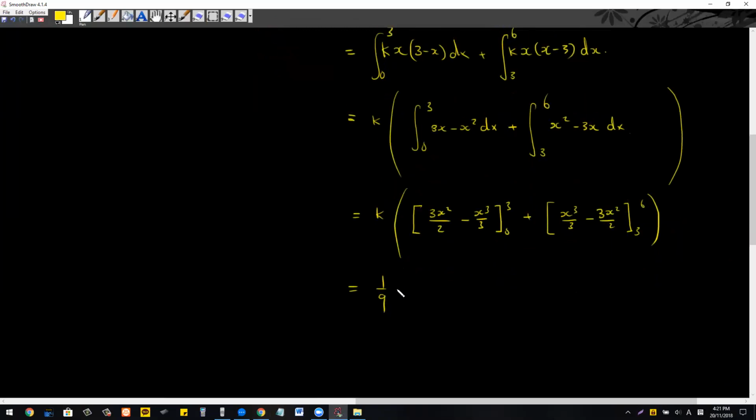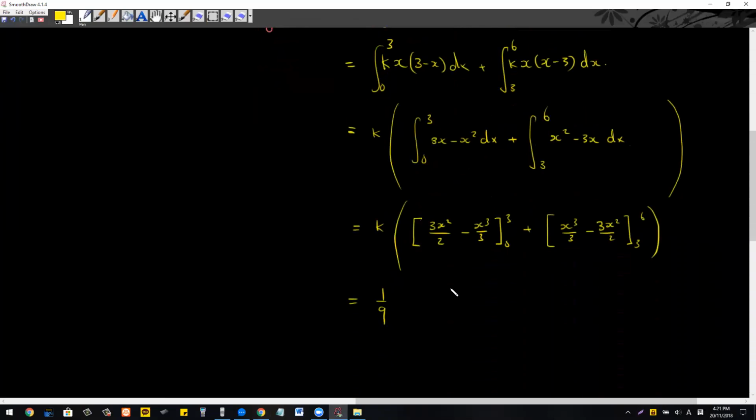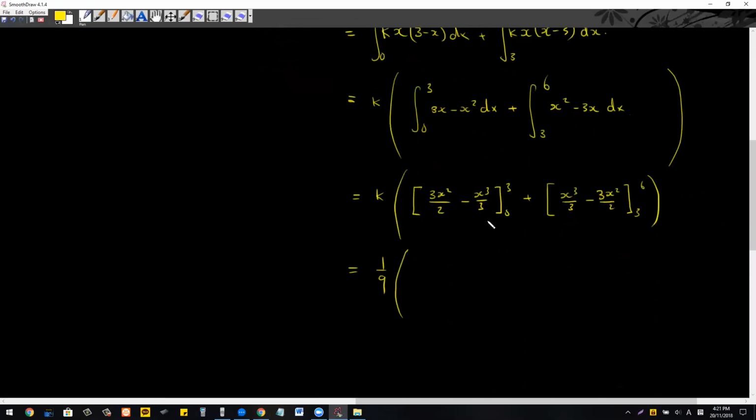So k was 1 on 9, wasn't it? Yep. So we plug in 3 there, 3 there, 0 there, 0 there. If you plug in 3, then it will be 27 on 2 minus 27 on 3, minus 0. If you plug in 0 there. The other one is 6 to the power of 3 on 3 minus 3 times 6 squared on 2, minus plug in 3 there. Then you get 27 on 3 minus 27 on 2 as well.